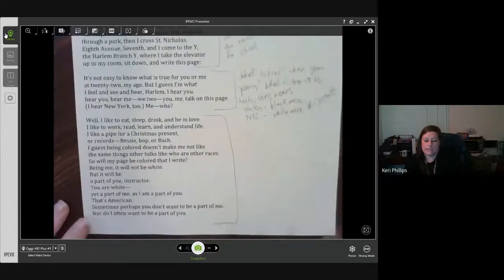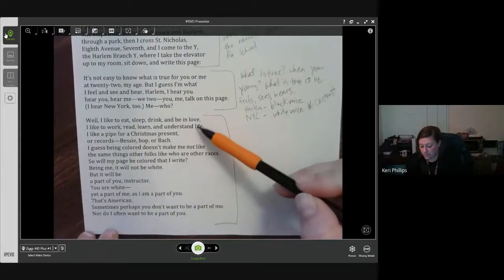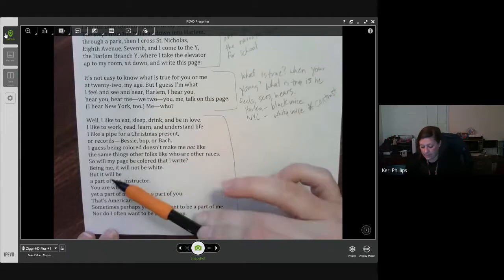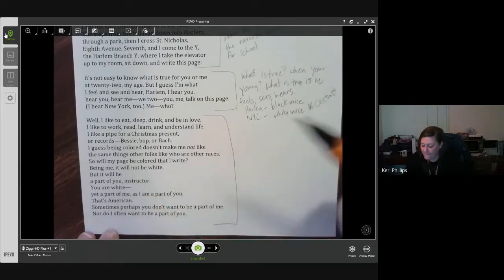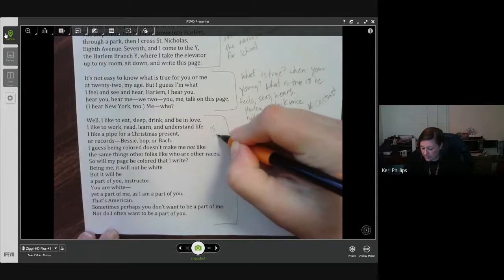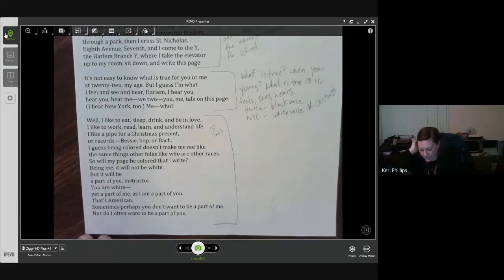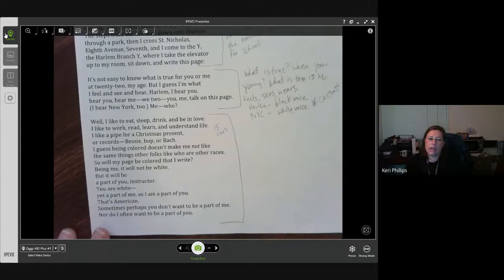So then we've got this stanza. This is a long stanza. 1, 2, 3, 4, 5, 6, 7, 8, 9, 10, 11, 12, 13, 14, 15 lines. I bet there's going to be a shift in here. So he says, well, I like to eat, sleep, drink, and be in love. I like to work, read, learn, and understand life. I like a pipe for a Christmas present, or records, Bessie, Bop, or Bach. I guess being colored doesn't make me not like the same things other folks like who are other races.